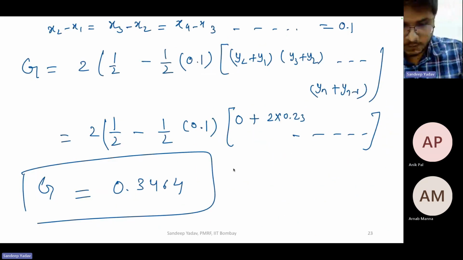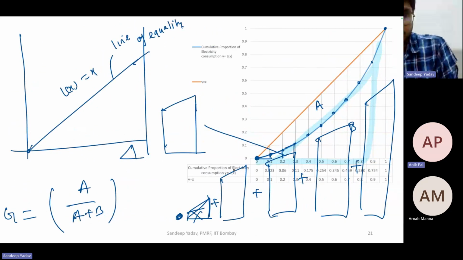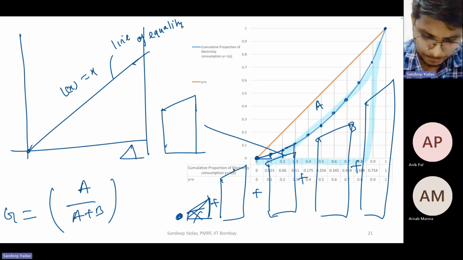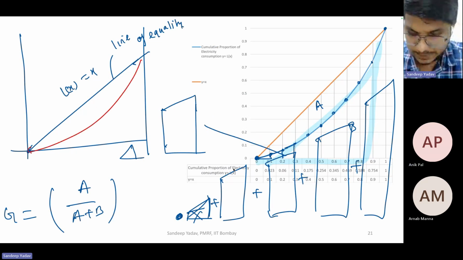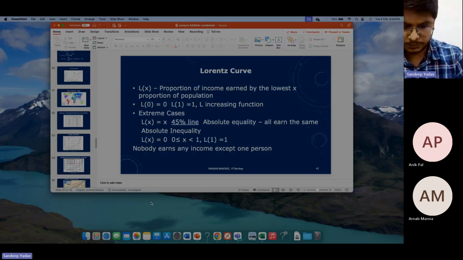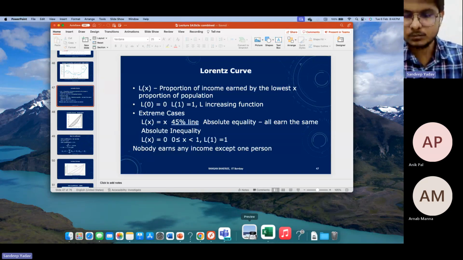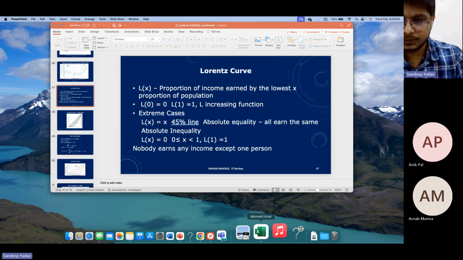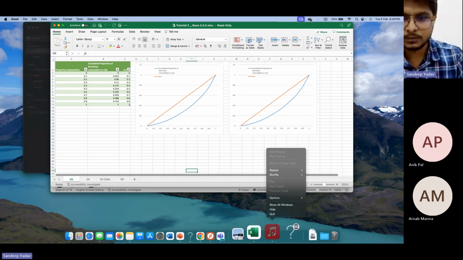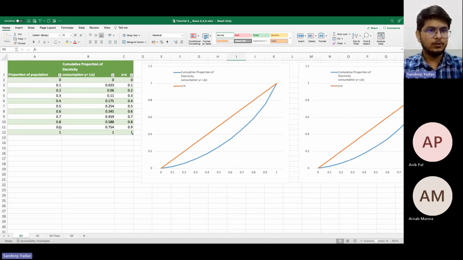Because if I show you, this is the rough graph that I have drawn of the Lorentz curve right now, but this is the actual graph of the values. If I show you in the Excel sheet, let me just show it to you. I've drawn the actual graph also, so this will give you more clarity. So these are the values that are given, from 0.1, 0.2 to 0.23, and this is the line of equality.